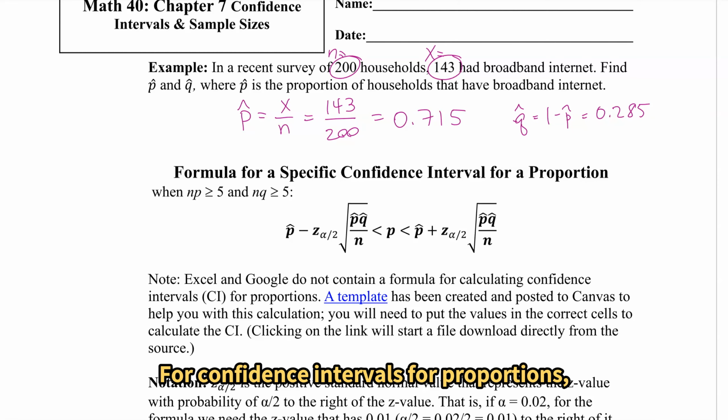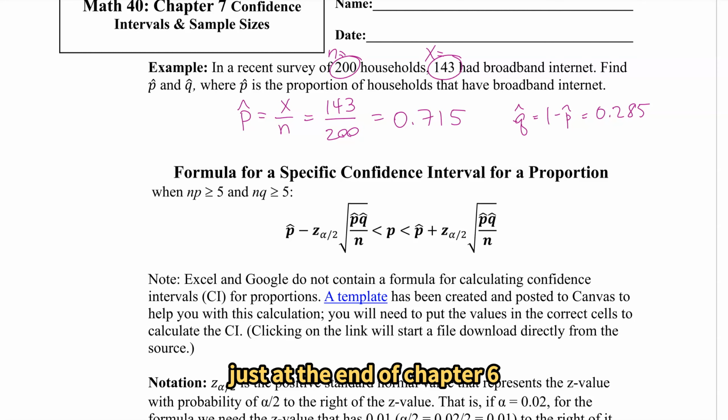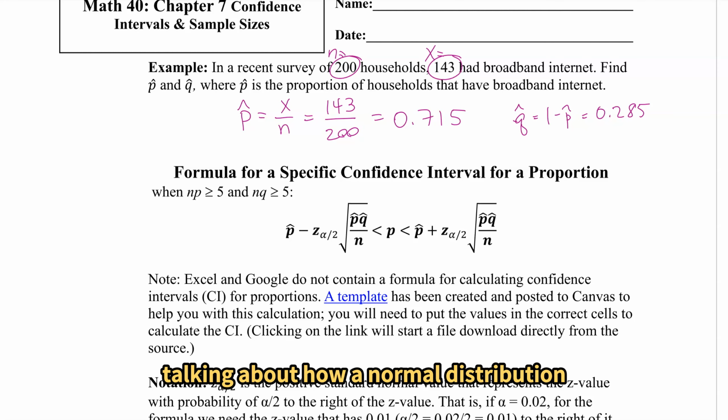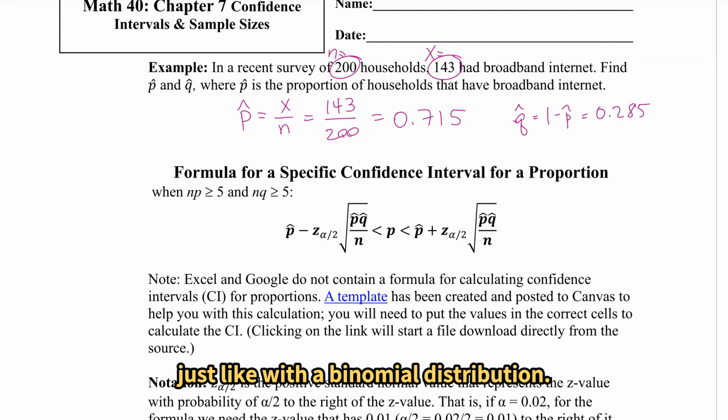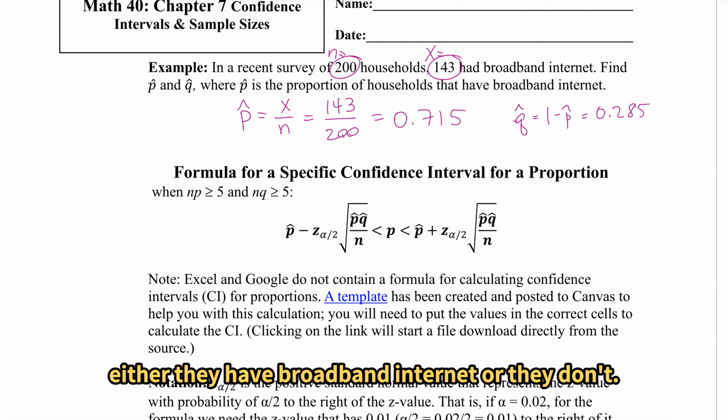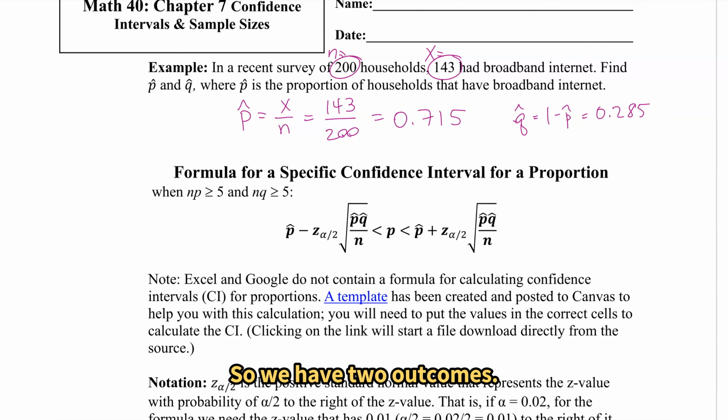For confidence intervals for proportions, we're drawing on the section just at the end of chapter 6, talking about how a normal distribution can approximate a binomial distribution. This is the idea right here. We see that P and Q pop up just like with a binomial distribution. We can think of a proportion situation as being binomial. Either they have broadband internet or they don't. So we have two outcomes. We have a specified probability. The outcomes are independent. There's a fixed number of trials with 200.